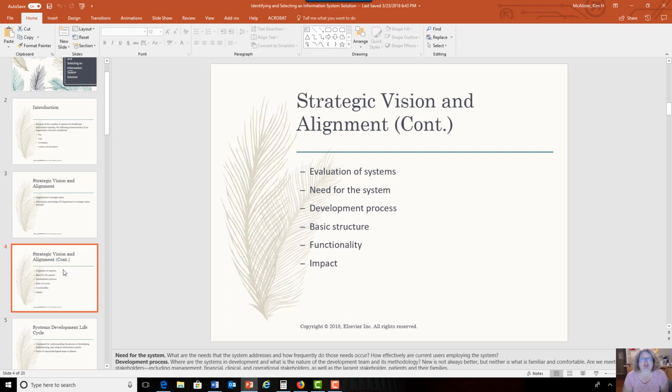What basic structure do we need the system to have? What kind of functionality do we need? And then what is the impact of the system going to be? Who all is going to be using it?